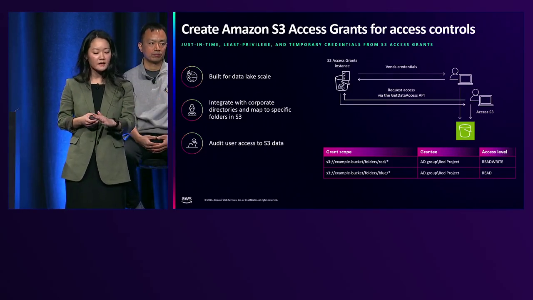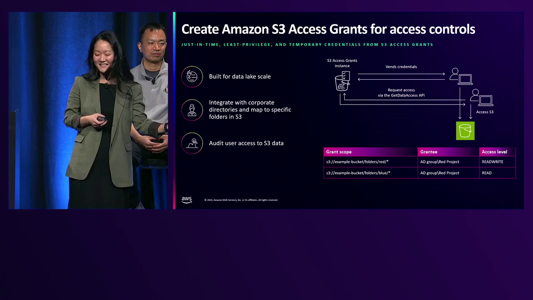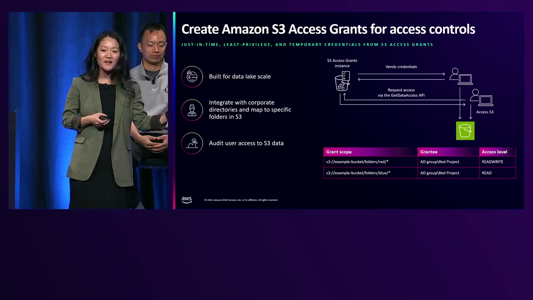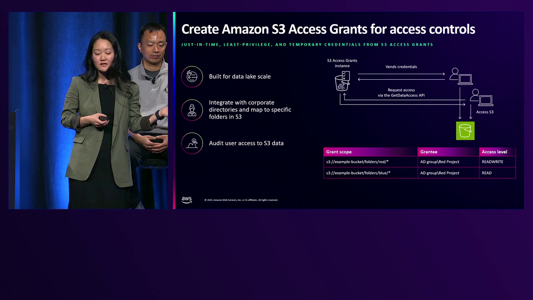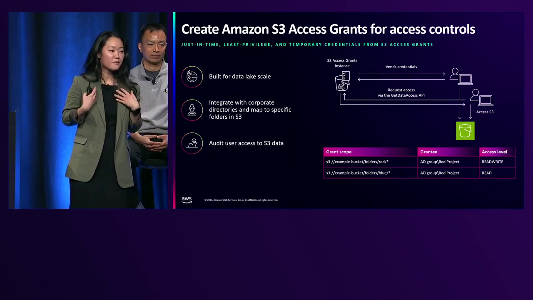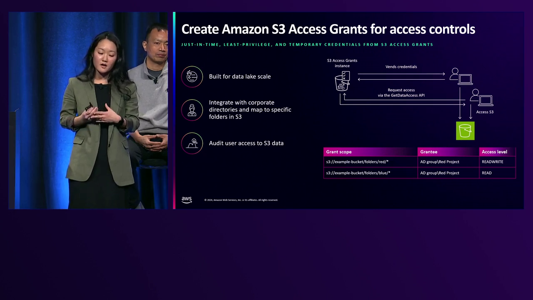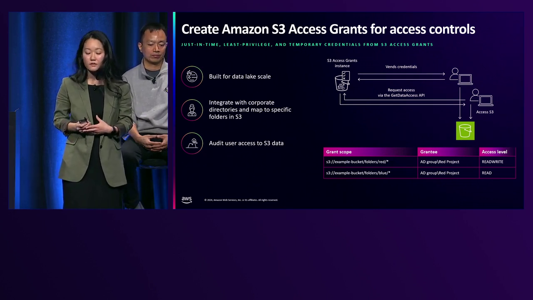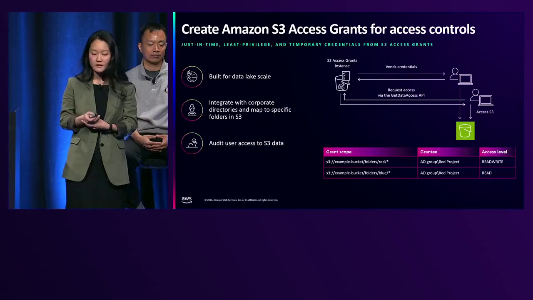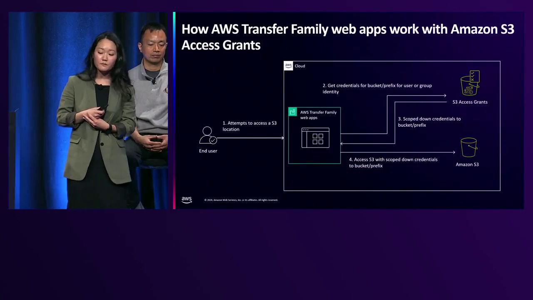On the right hand, or maybe it's the left hand, you can see the flow of S3 Access Grants, and then underneath in that table, you see some samples of grants. So for example, as you can see for the grantees, the AD group red project has read-write access to the red folder, or I'm referring to them as folders or prefixes, but the red project group also only has read access to the blue folder or prefix. So we'll see how that works with web apps in this next slide.